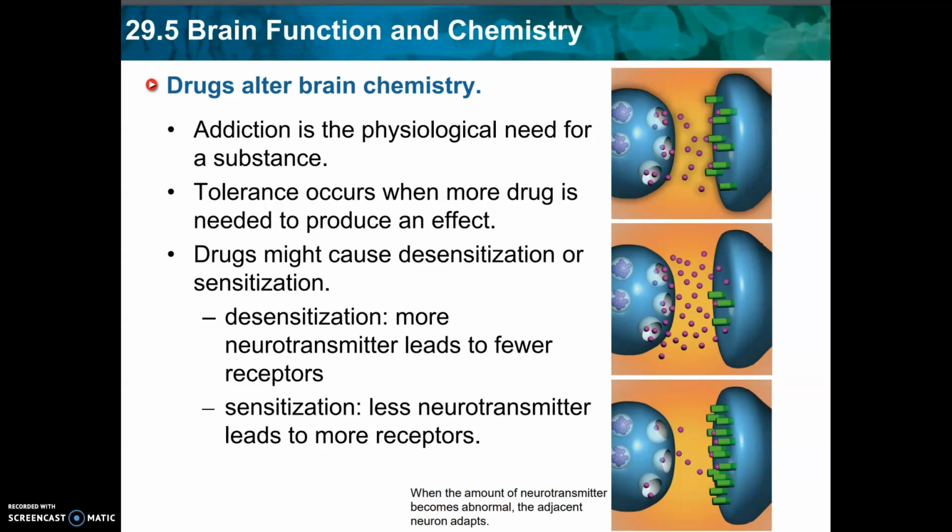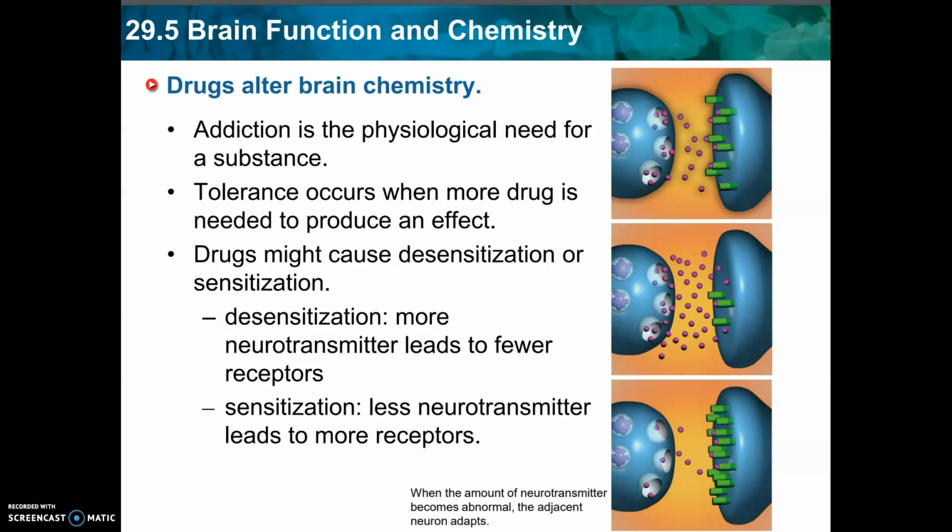Drugs alter brain chemistry. Addiction is the physiological need for a substance. Tolerance occurs when more drug is needed to produce the same effect. Drugs might cause desensitization or sensitization. Desensitization occurs when more neurotransmitters lead to fewer receptors. Sensitization occurs when less neurotransmitters lead to more receptors.